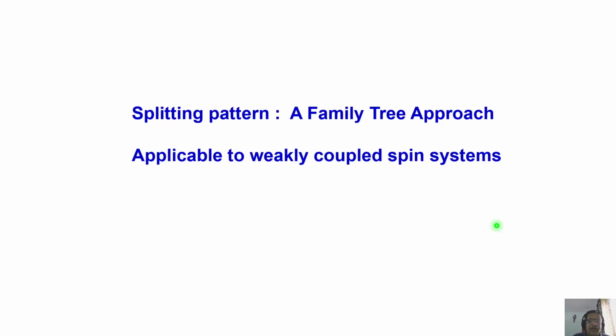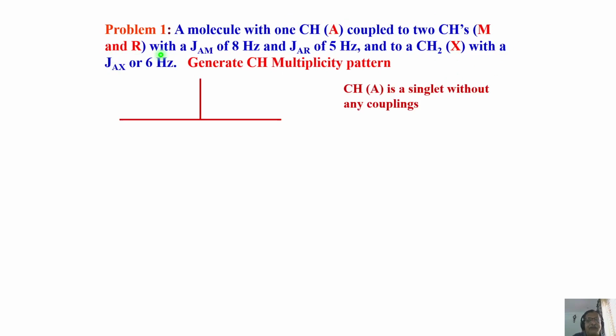First, of course, I analyzed a family tree approach. We discussed this at the end of the scalar coupling, where it was applicable to weakly coupled spin systems. We are looking at this proton CH, which is coupled to two other protons. Let us say this proton is coupled to two other protons, CH, one with a coupling of 8 Hertz, the other with a coupling strength of 5 Hertz, and also to a CH2 group with a coupling strength of 6 Hertz. Remember, exactly the same problem was discussed and we generated the multiplicity pattern.